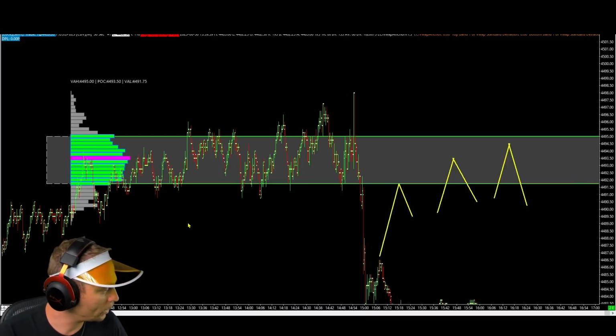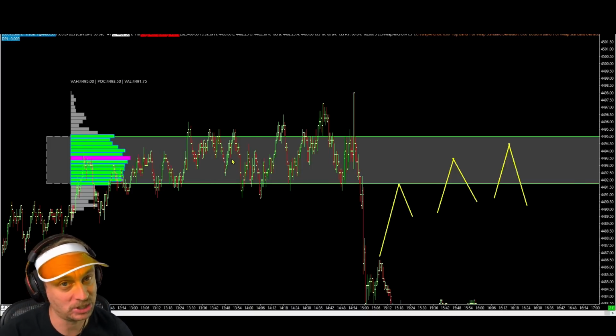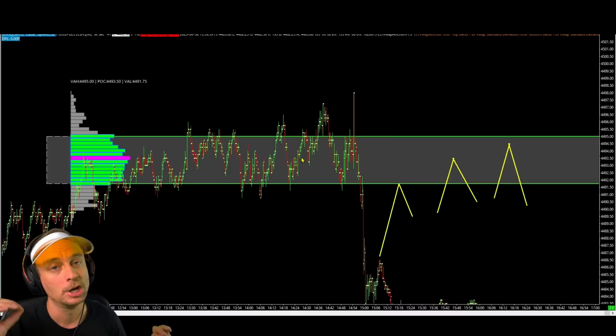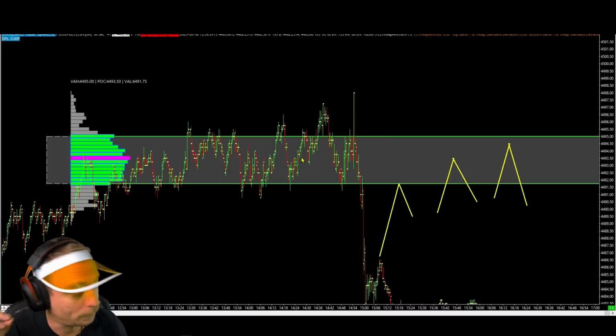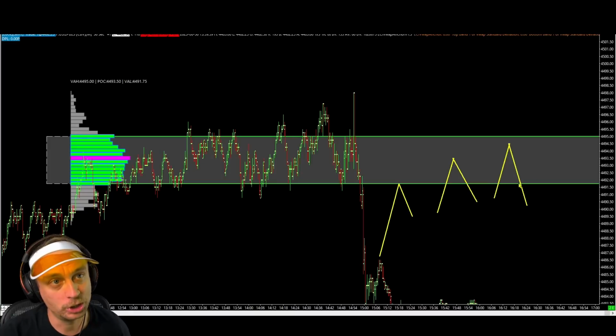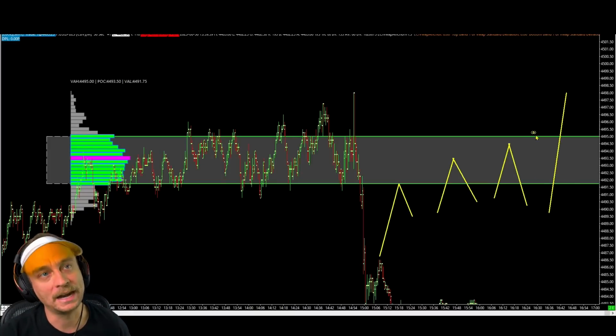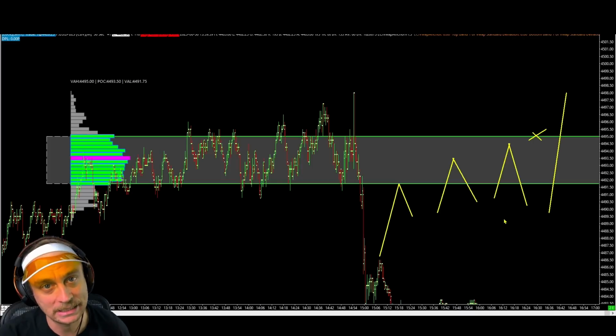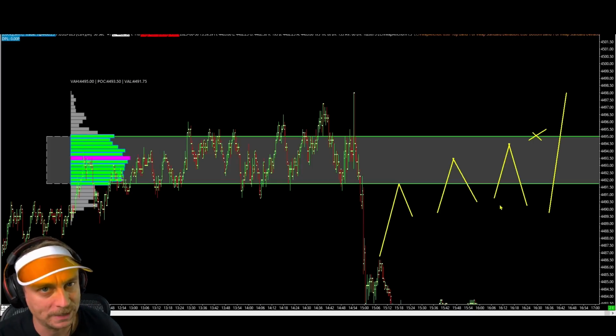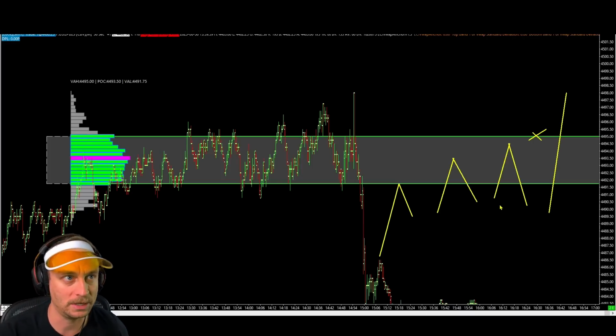And what I want to do is, since this is a range, it's a profile, and the center of this high node matches the center of this range, there's a good chance that we're going to go through it. There's a good chance after it fails that we're going to go all the way through it. And I'm going to scale or exit at the top of this. Not always. It depends. That's another reason to scale.